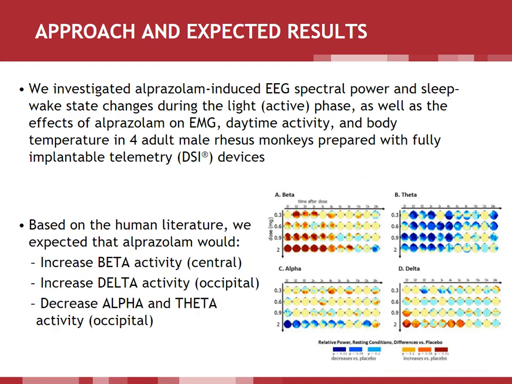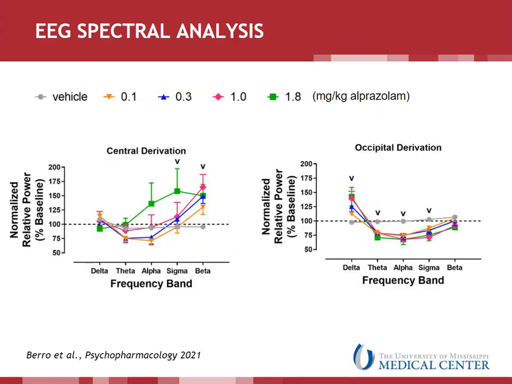Based on the human literature, we expected that alprazolam would increase beta activity in central brain regions, increase delta activity in occipital brain regions, and also decrease alpha and theta activity in occipital brain regions. In fact, and luckily for us, that is exactly what we saw during our EEG spectral power analysis. These graphs show normalized relative power as a percentage of baseline, and treatment with alprazolam dose-dependently increased beta band activity in the central derivation selectively, and increased delta activity in the occipital derivation as well.